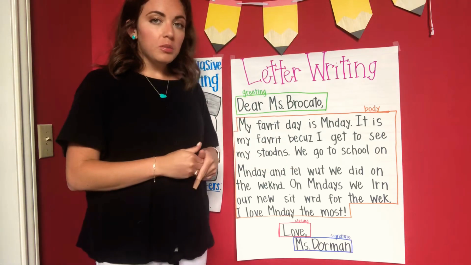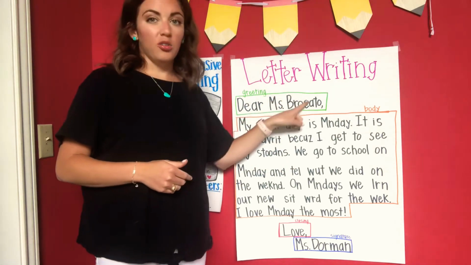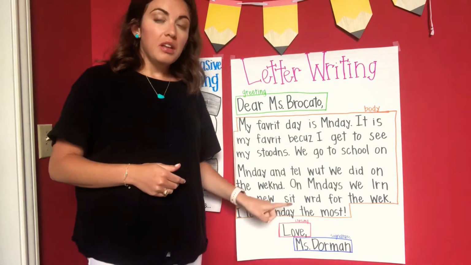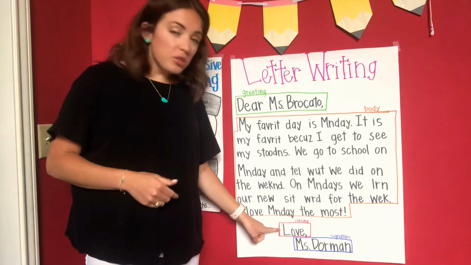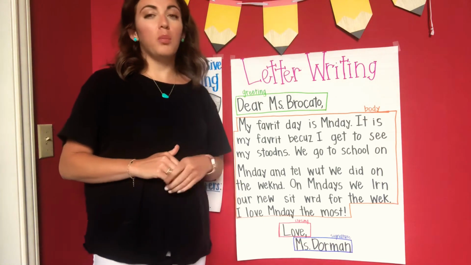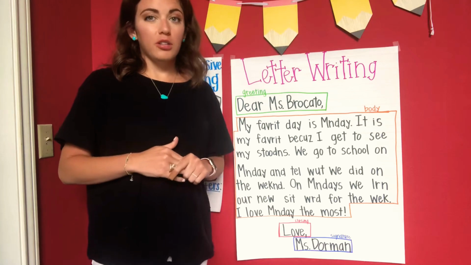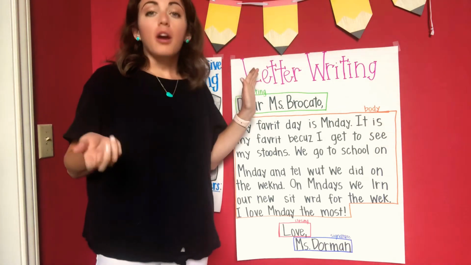Now you'll notice on Miss Lorman's poster that there's a green box at the top, and then there's this big orange box in the middle. And then way down here at the bottom, there's a small red box and a small blue box. So let me tell you kind of what those different parts are, because they're the different parts of a letter.